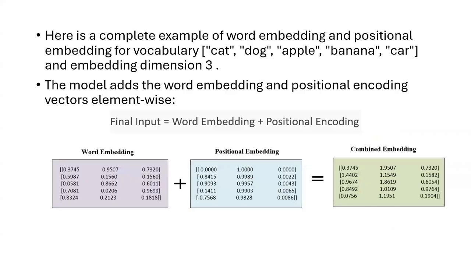So finally, we will have a complete example of word embedding and positional embedding for the vocabulary cat, dog, apple, banana, car, with embedding dimension 3. The model adds the word embedding and positional encoding vector element-wise. So what we finally get is word embedding plus positional encoding. Basically, we add both the matrix values, and it provides information related to position also.